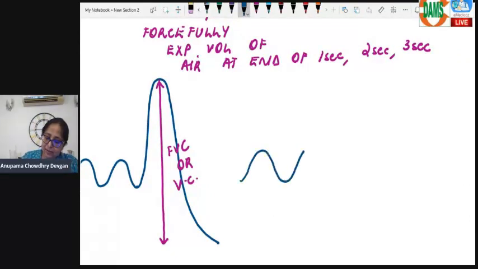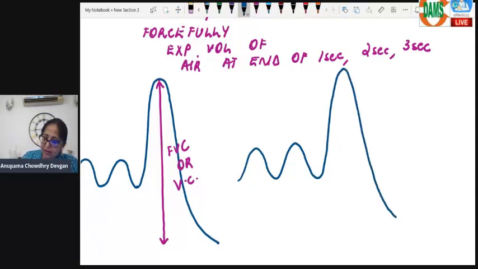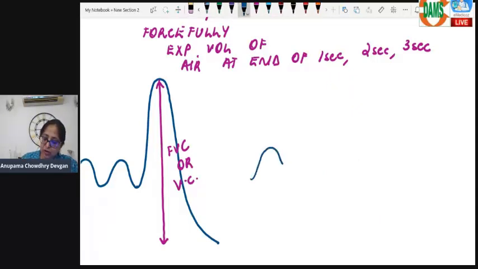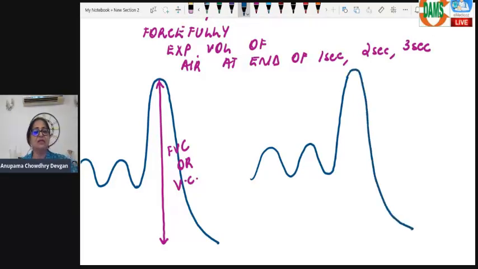Now, while measuring timed vital capacity, I ask the subject to take a maximum inspiration followed by a maximum expiration, but the maximum expiration has to be done as fast as possible. Why as fast as possible? Because you have to bring time into the picture. Now, when do I start measuring the time? From the point of maximum inspiration, when he's just about to expire forcefully, I start to measure the time.